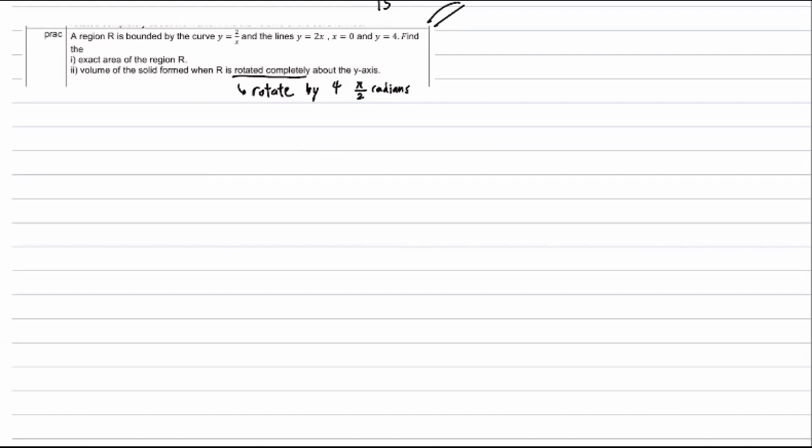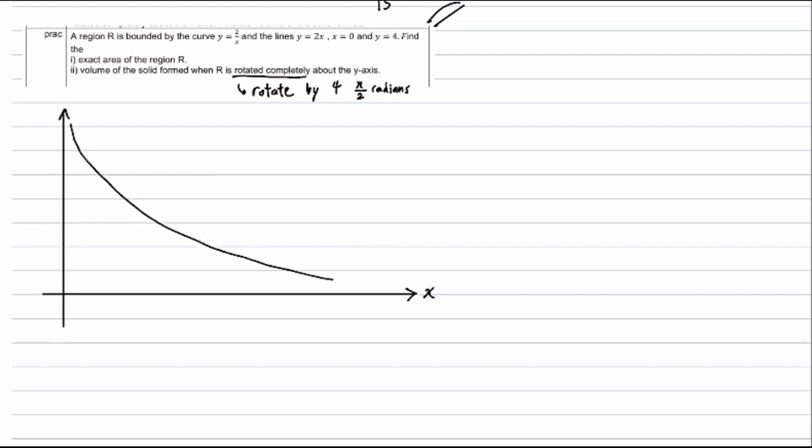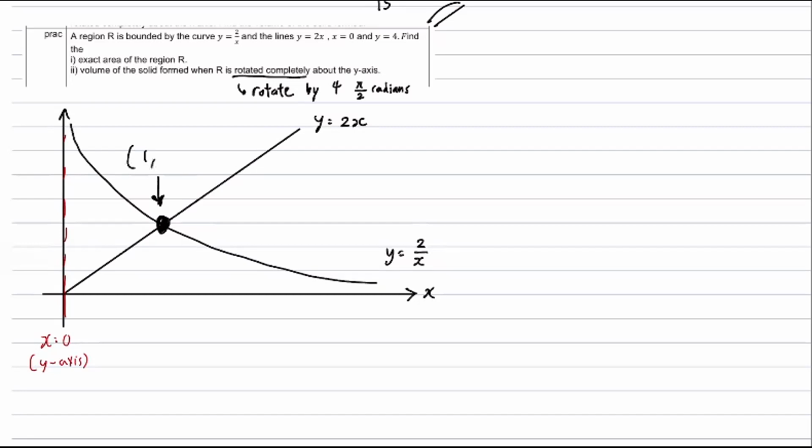Okay, so I'll start giving some hints. I'm sure by now you would have drawn the graph. Good, good. You'll probably need to find the coordinates of this point of intersection. It is 1, 2. Good.